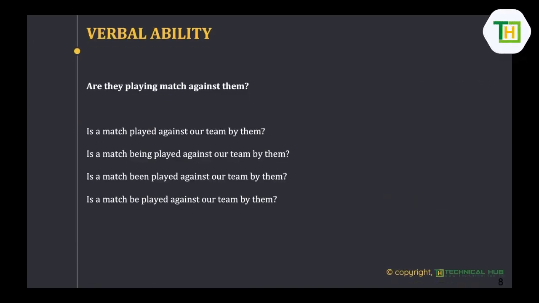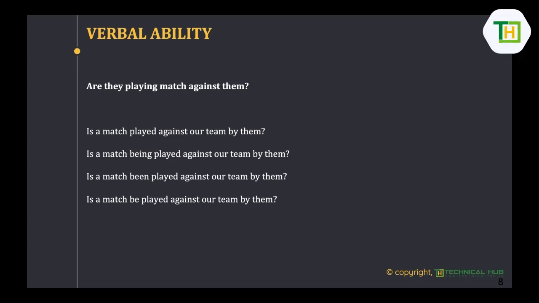Are they playing match against them? It's a question. That means it's a present continuous form. Is a match played against our team by them? No. Is a match being played against our team by them? Is a match be played?